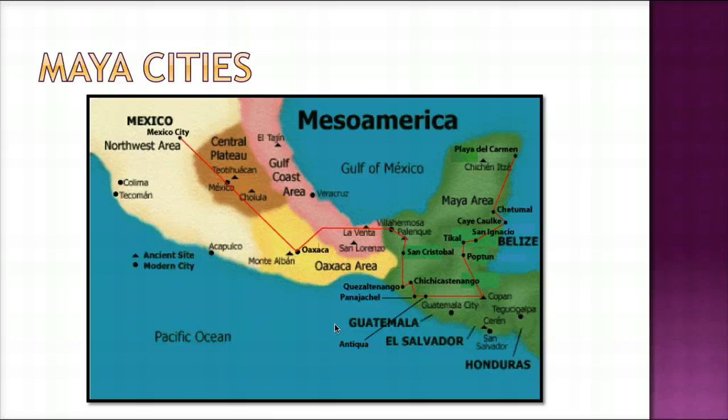Okay, take one more look at this map. There's three main cities that we're going to talk about here with the Maya culture. They were never a unified empire. That's something we should mention right away. They were a collection of city-states.